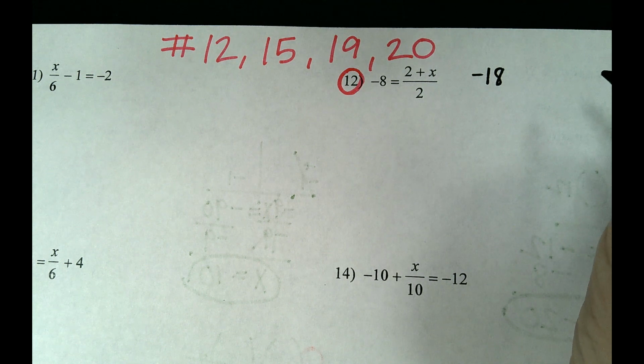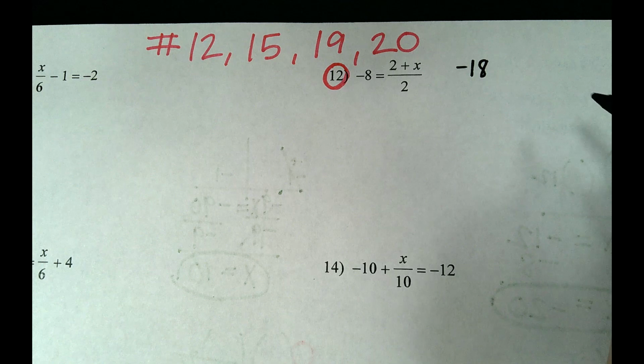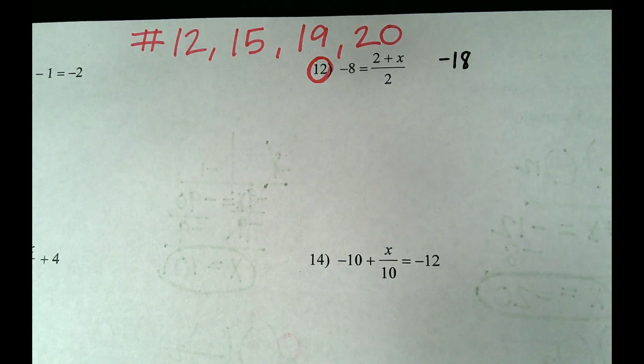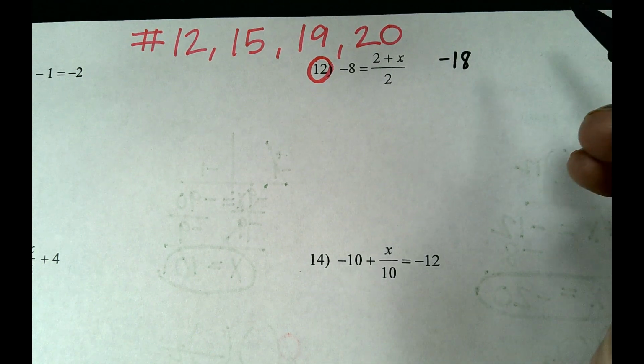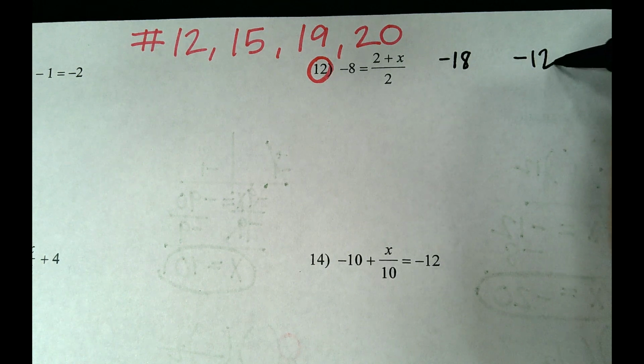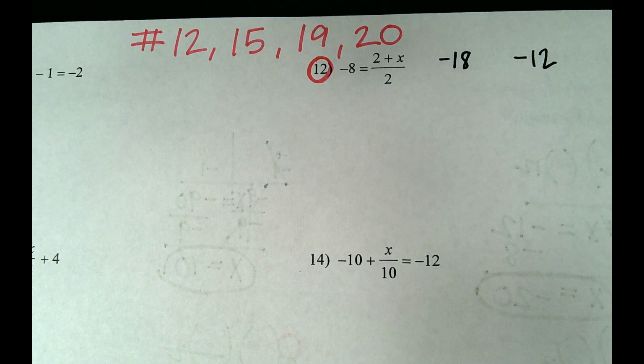I didn't do number 12. I skipped it. I got you. What did you get for number 12? For your answer. I got negative 15. You got negative 12. Okay, negative 12, negative 18. So let's see which one is right.